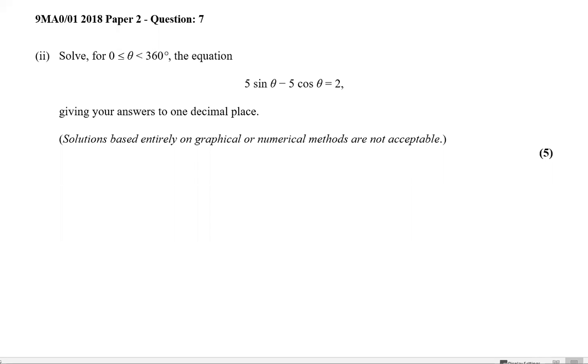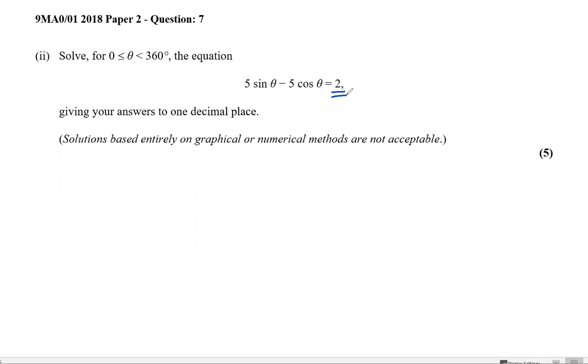So looking at part 2, it's not immediately obvious what to do here. We've got a bit of a problem in the fact that we've got a 2 on the right-hand side. Now, if that was equal to 0, I could rearrange the equation and form tan theta, because sine theta over cos theta is identical to tan theta, and then I could solve it that way. But the 2 is preventing me from doing that.